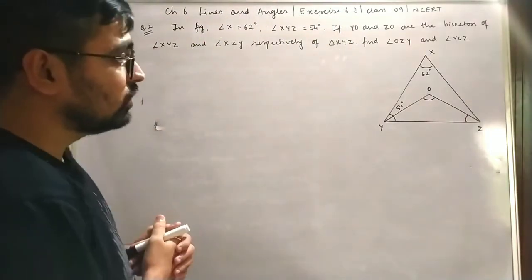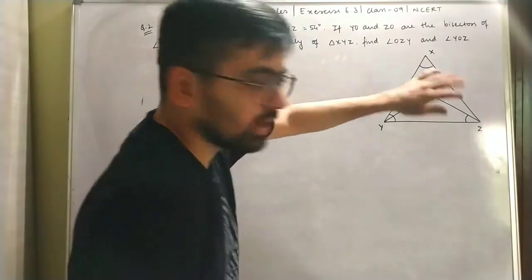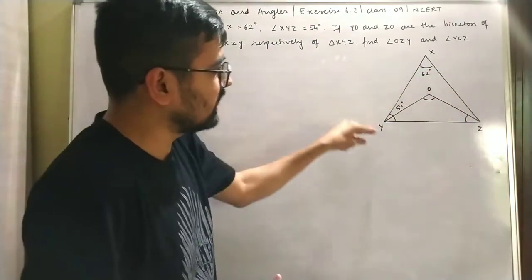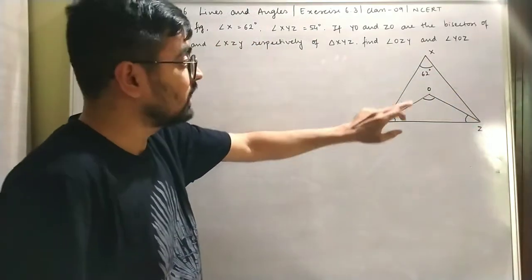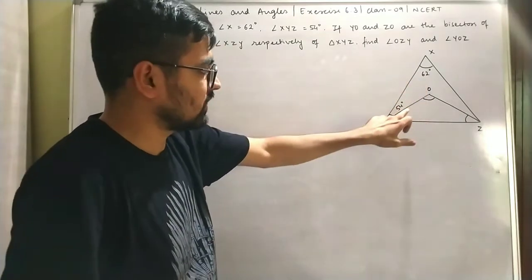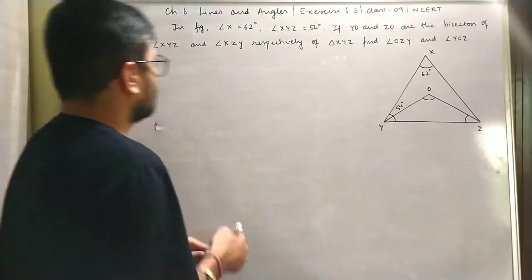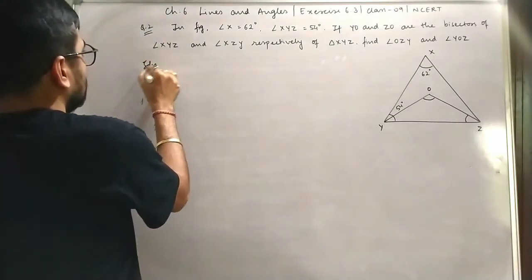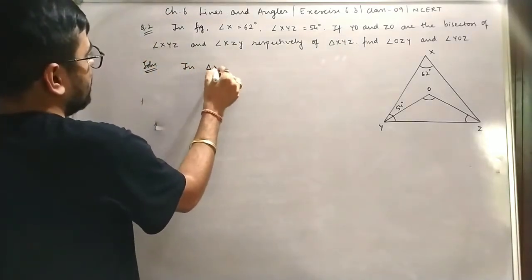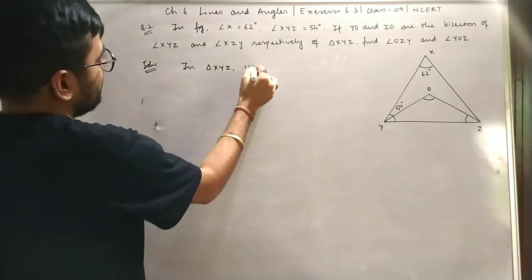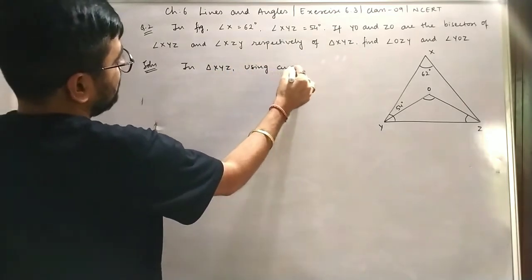Now how can we do that? So ignore the smaller triangle inside right now. You can see the bigger triangle XYZ. Simple. In that, angle X is known, angle Y is known. Can we find the angle Z? Let's find that out first. So in triangle XYZ, using the angle sum property.